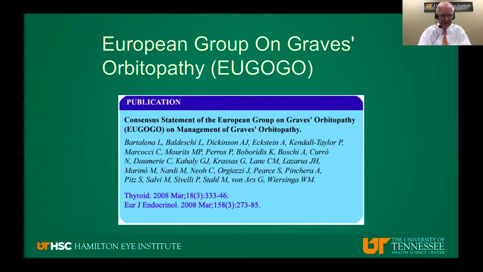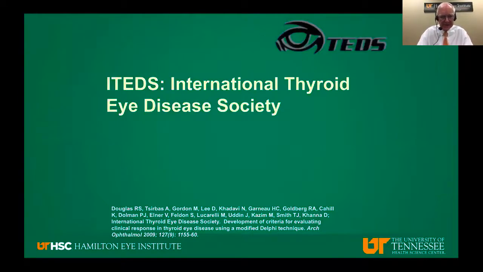To give this group, EUGOGO is the European group on Graves' orbitopathy. Go to their website. You can get further information. As I've shown earlier, there's whole text on this problem. So what I'm trying to do is speed through some updates and give you references to go further. The other one is ITEDS, the International Thyroid Eye Disease Society, and that group is right there. That is their logo, and I invite everybody to join and look at that information also.